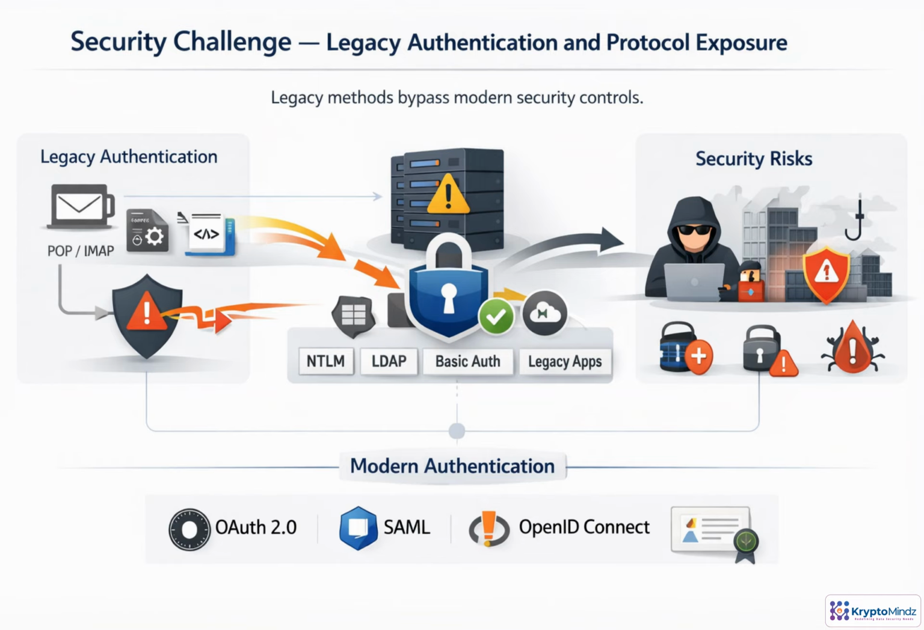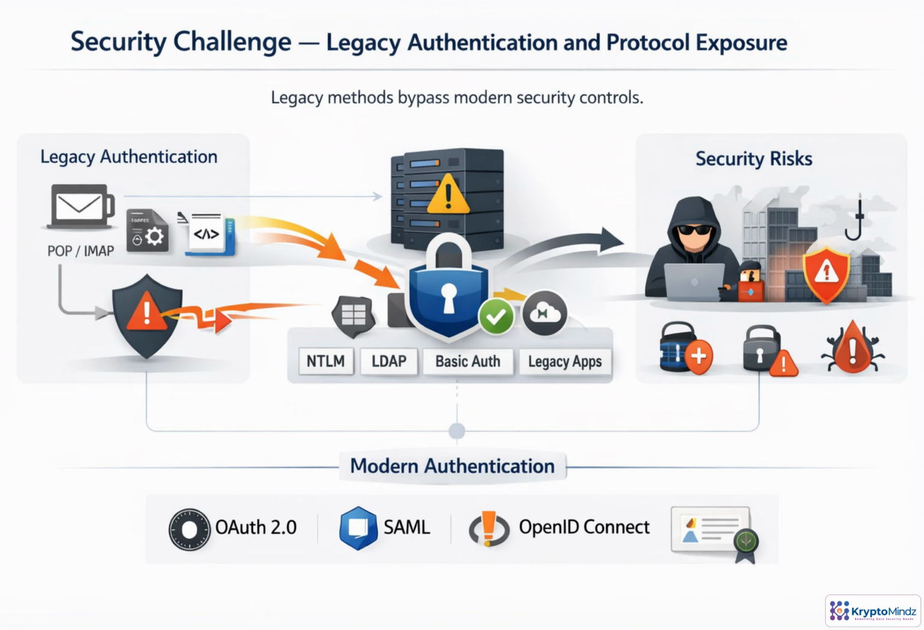Legacy authentication is risky not just because it is old, but because many older methods were designed before MFA, device compliance, and conditional access became standard. Basic authentication, POP, IMAP, NTLM, and simple LDAP binds can allow an application or an attacker to present only a password and avoid stronger checks. Common sources include old mail clients, scripts, service accounts, and inherited app integrations.